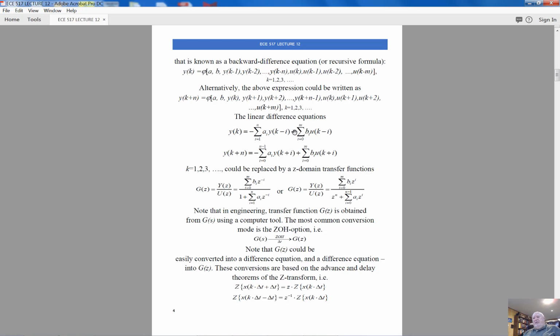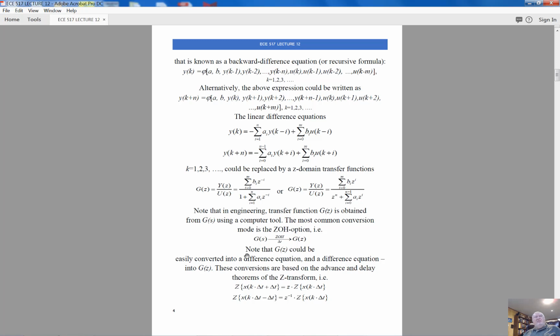However, these linear difference equations, backward or forward, can be replaced by z-domain transfer functions. I am assuming that you are familiar with the z-transform. This is the equation, or transfer function, intended for the backward difference. This is the transfer function intended for the forward difference. One way or another, if we get into discrete time self-tuning control, you will have to work with z-domain transfer functions.